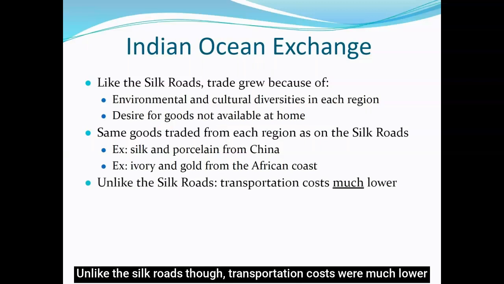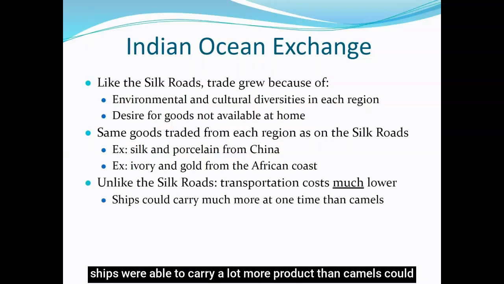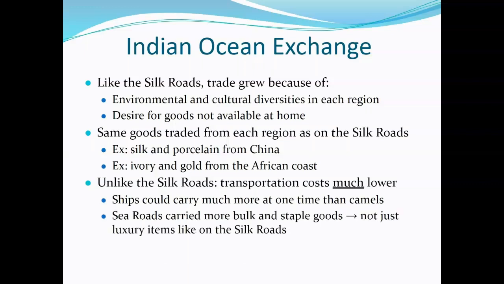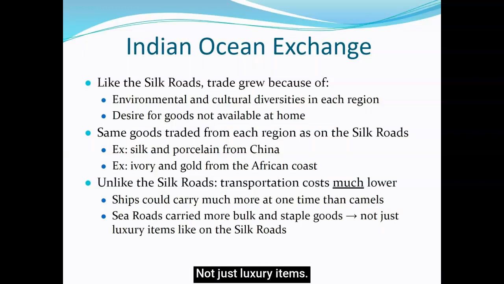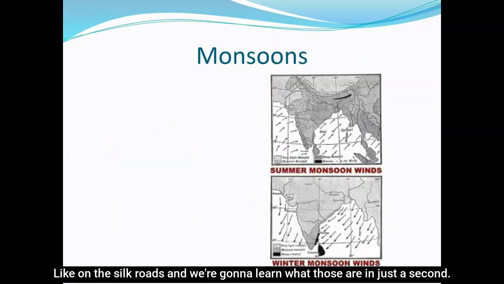Unlike the Silk Roads, though, transportation costs were much lower. Ships were able to carry a lot more product than camels could across deserts and hard terrains that were included in the Silk Roads. Sea roads carried more bulk and staple goods as well, not just luxury items like on the Silk Roads, and we're going to learn what those are in just a second.